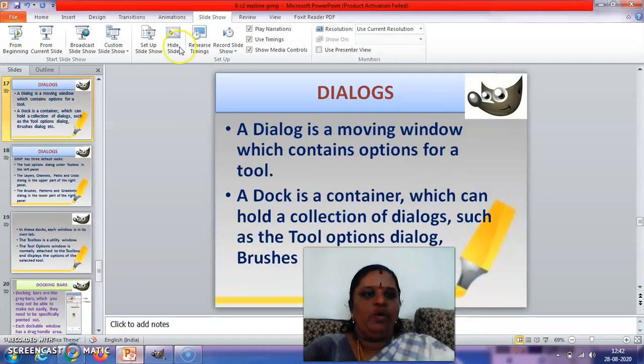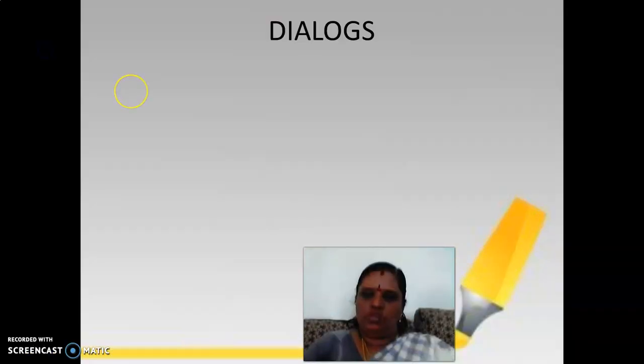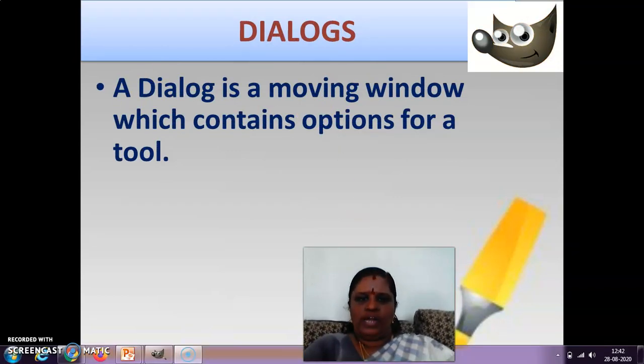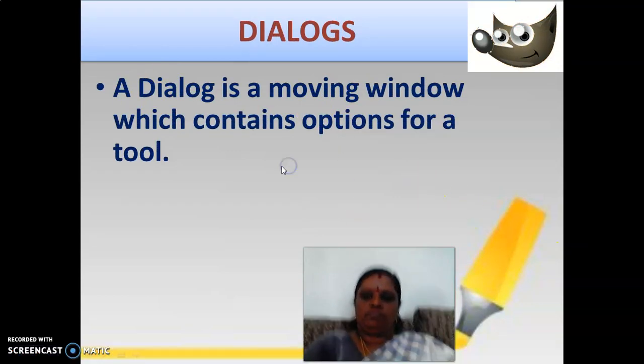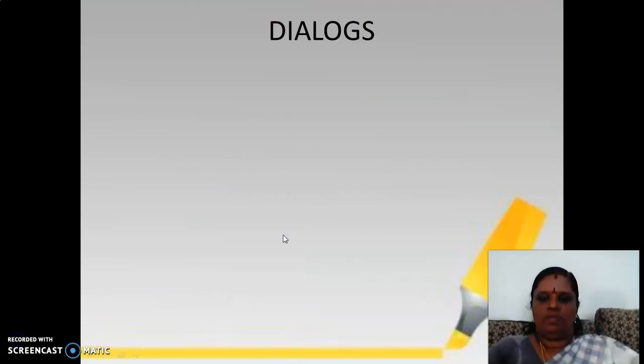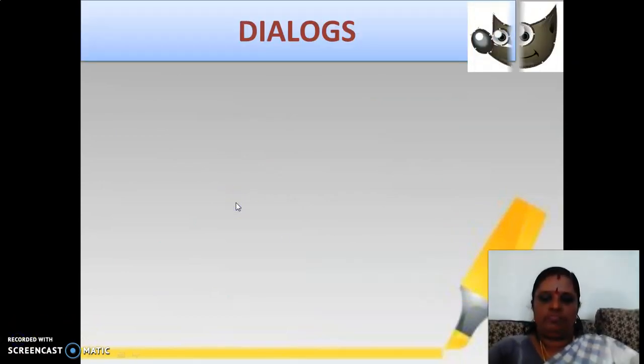So we can enter into our chapter now. A dialogue is a moving window which contains options for a tool, and a dock is a container which holds the collection of the dialogues.